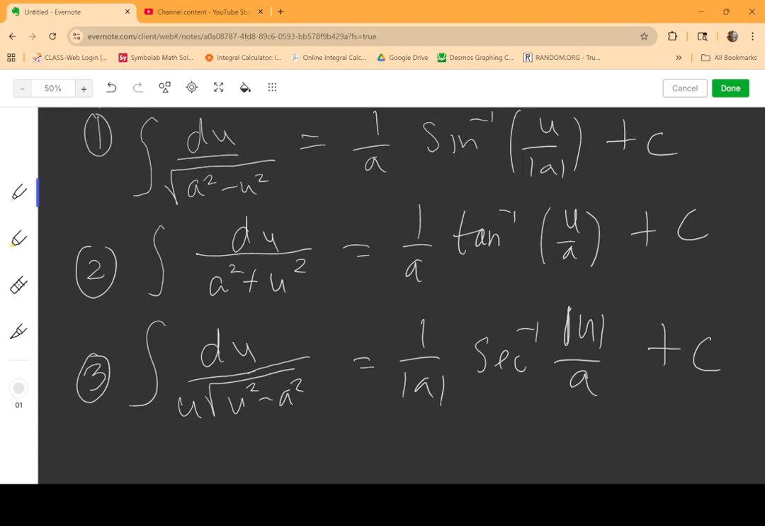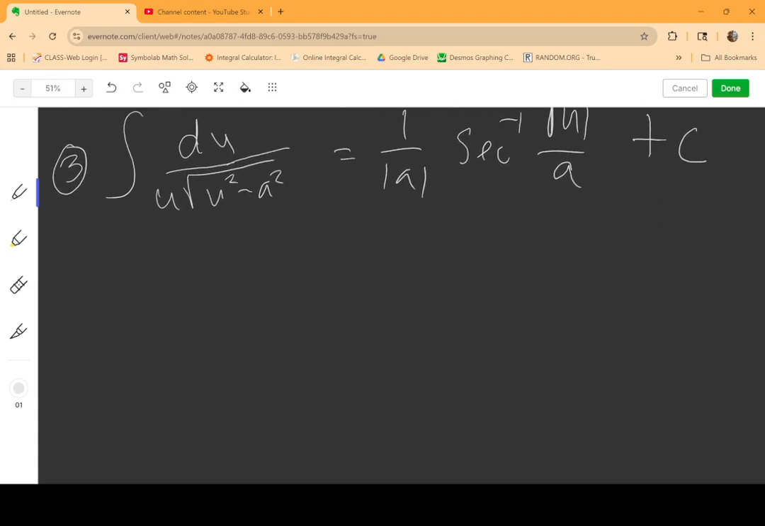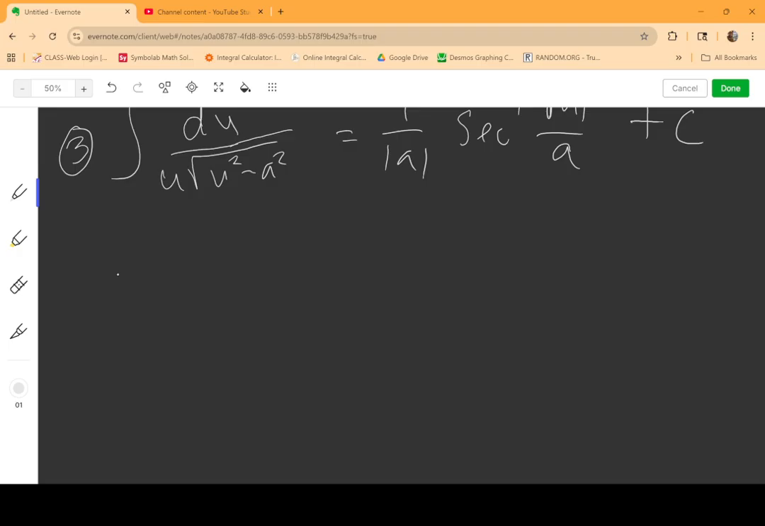All right, so these are our three integral formulas that involve inverse trig. Again, we're not integrating inverse trig functions, but these functions here result in inverse trig. So now the idea really comes down to pattern matching. So for example, how do we apply these formulas?